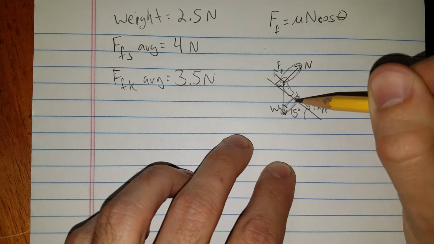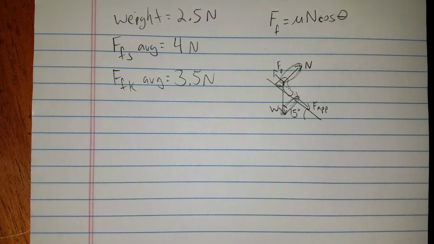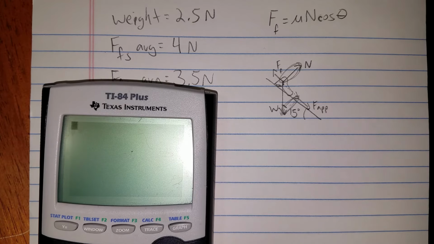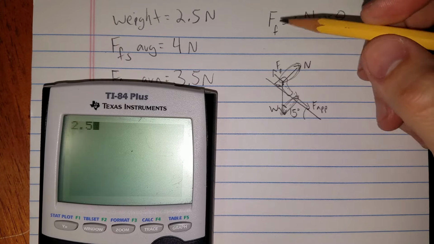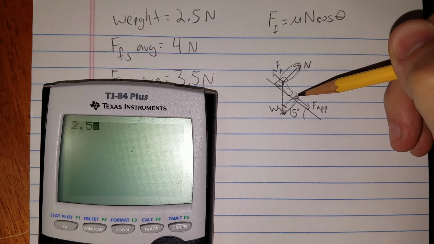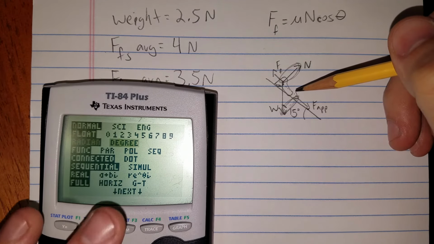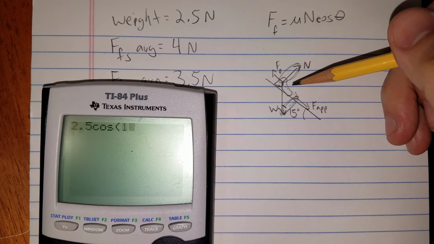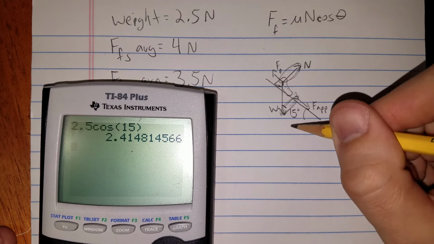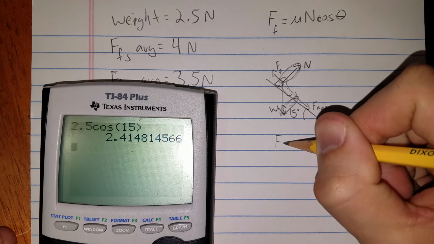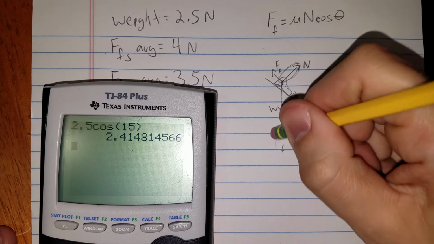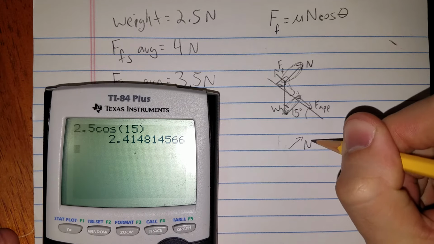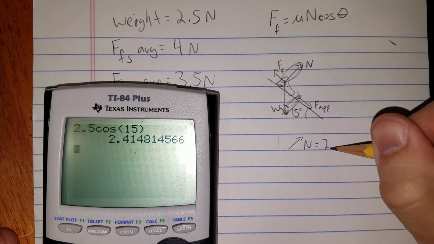So this component here, let's go and do it real quick, is going to be the weight of my shoe, 2.5 newtons, times the cosine of 15 degrees. Make sure I'm in degree mode. All right, so 2.5 cosine of 15 is 2.4. So that would mean my force of friction, well, let's just wait on that actually. Let's just get these components done. So that component there, the normal force, equals 2.4 newtons.